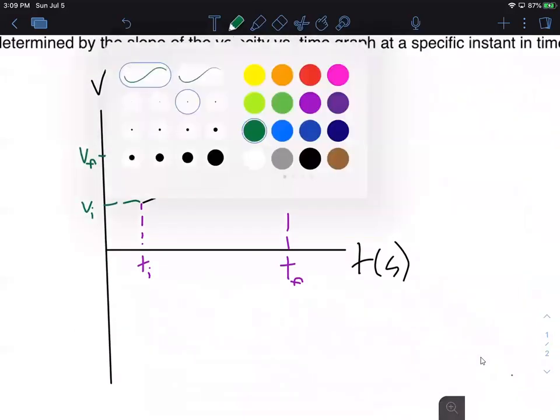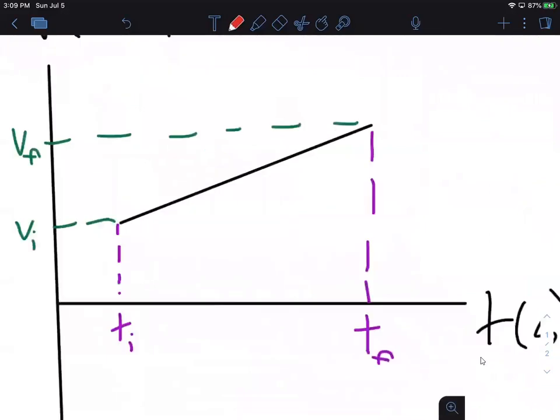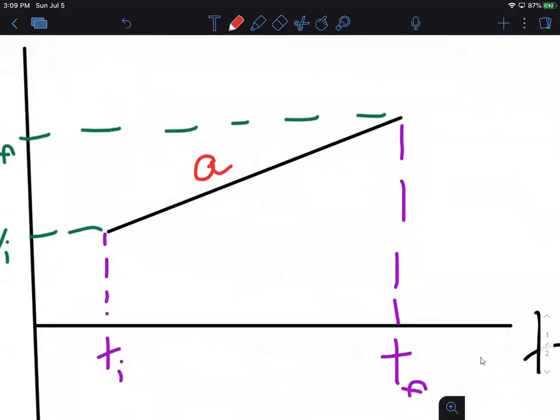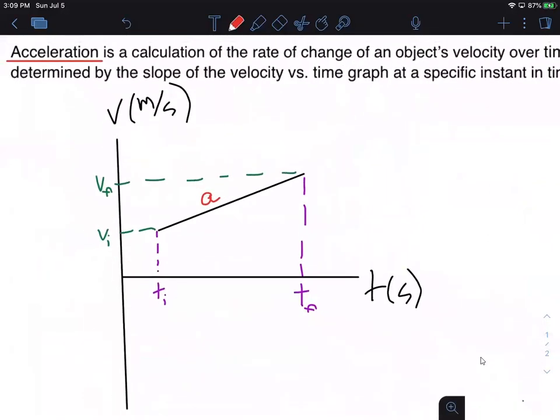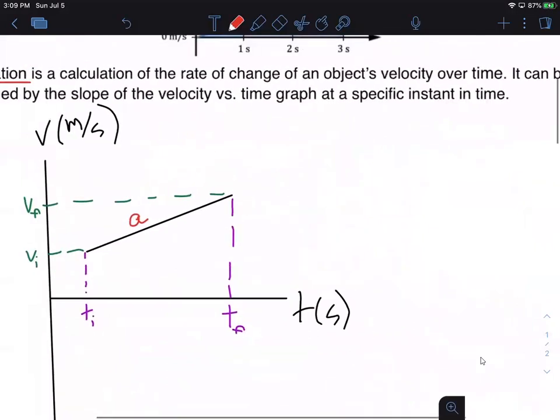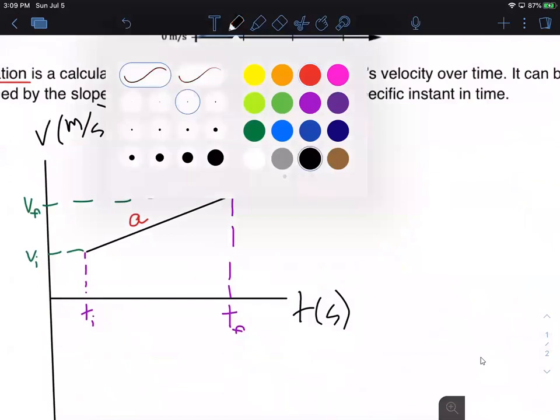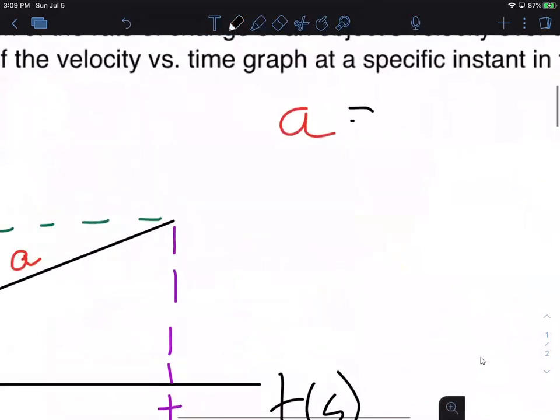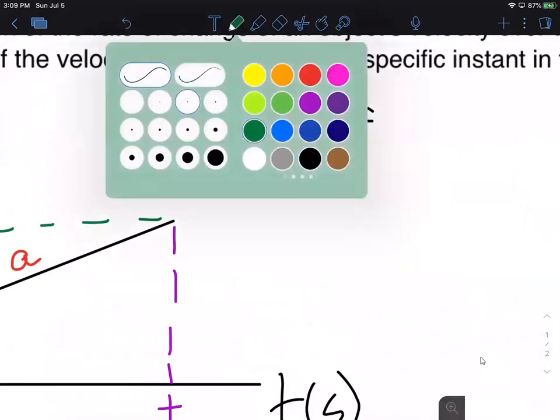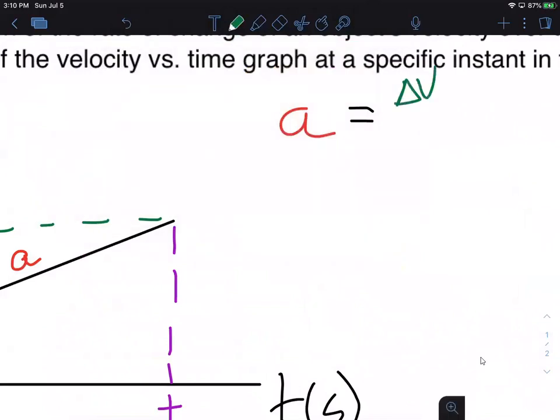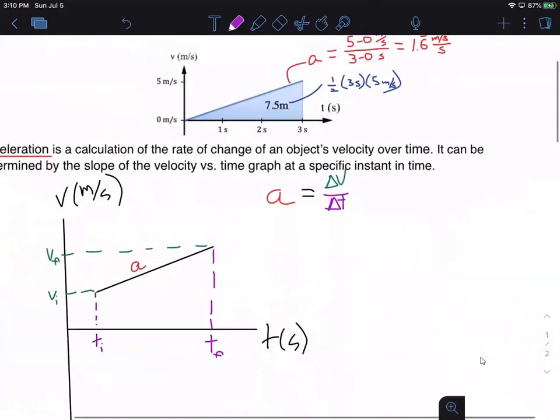Other information we could get from this graph is the slope, which would be the acceleration, right? The rise over the run. And that's actually going to be our first kinematic equation, just using that definition. So acceleration is the rate of change of velocity over time. So it's just delta V over delta T. And that's our first kinematic equation.